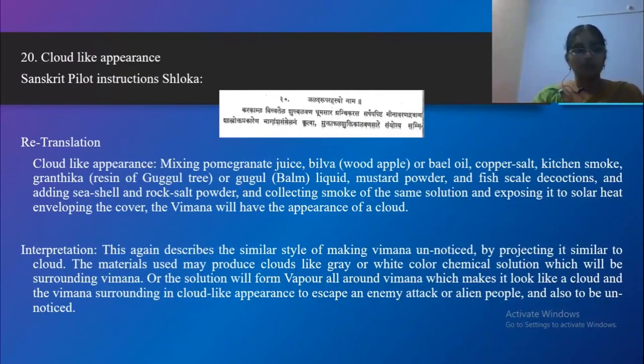So see now how in Vaimanika Shastra they are describing how to make the Vimana look like a cloud, meaning disappear. So here, read the translation. This sloka is from Vaimanika Shastra. Cloud-like appearance: mixing pomegranate juice, bilwa or whale oil, copper, salt, kitchen smoke, granthika or guggul liquid, mustard powder, fish scale decoctions, and adding seashell rock salt powder and collecting smoke of the same solution, exposing it to solar heat, enveloping the cover, the Vimana will have the appearance of a cloud. So by doing all these procedures which they have mentioned, they can make the Vimana look like a cloud, meaning appear like a cloud.